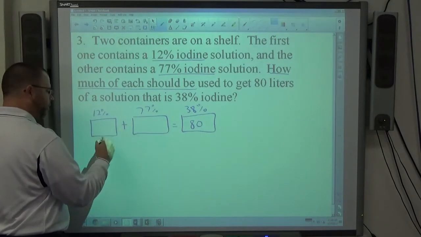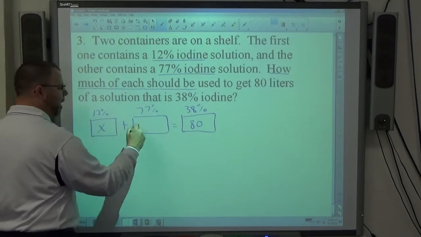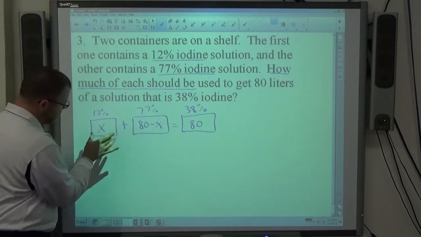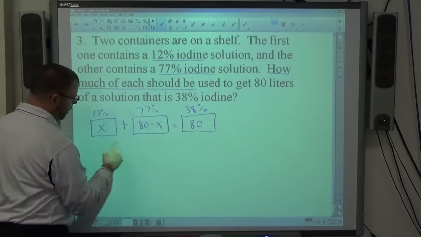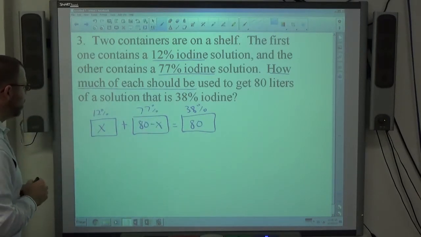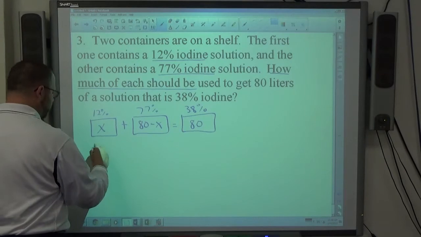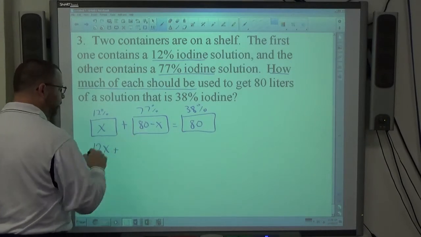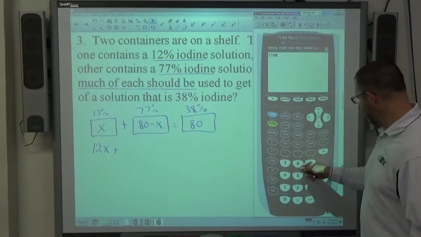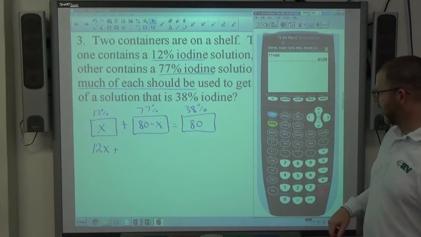They both have to be represented using variables. Let one of them be x, the other is going to be the total minus x. And if we compare the boxes, this box plus this box should equal that. x plus 80 minus x equals 80 is valid. Then we multiply percent times amount plus percent times amount, and 77 times 80 requires a calculator for me, so 77 times 80 comes out to 6,160.